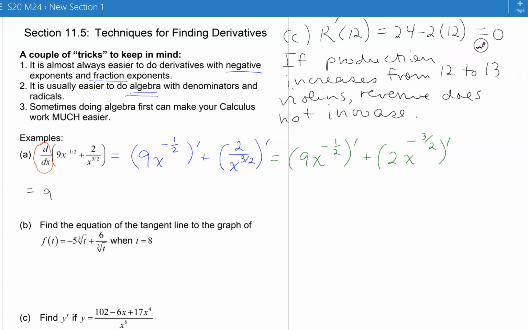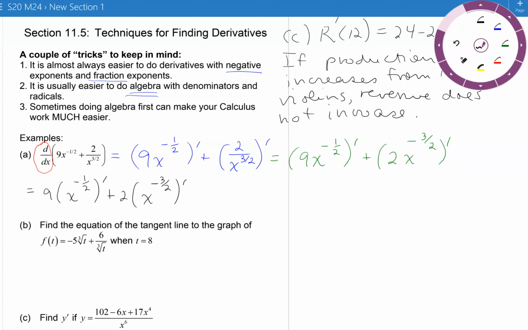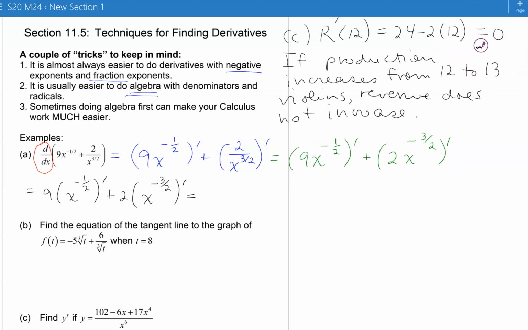Okay, so that's going to be the derivative of 9 times the derivative of x to the negative 1/2 plus 2 times the derivative of x to the negative 3 halves. And now I'm going to actually do the derivatives. So I'm going to have 9 times the derivative of x to the negative 1/2, use the power rule, negative 1/2 x to the negative 3 halves, plus 2 times, use the power rule, negative 3 halves x to the negative 5 halves.